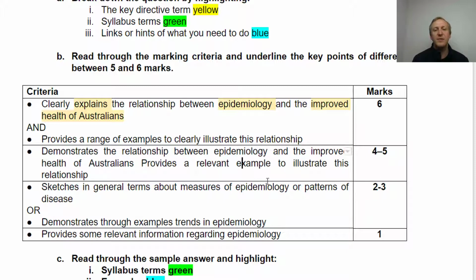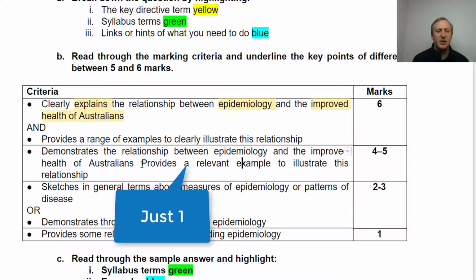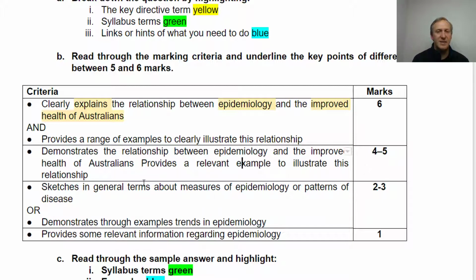Let's have a look now at the differences between a 6-mark and a 4 or 5-mark answer. So you can see here it no longer says clearly explains, but just demonstrates the relationship. Okay, but we still have to make sure that the relationship is clear as we are using the cause of epidemiology and the effect. Okay, and then you also need to provide at least a relevant example, okay, to illustrate the relationship. So you need an example to get 4, okay, and this is out of 6.